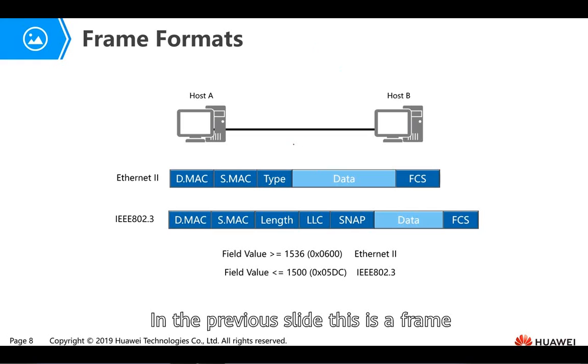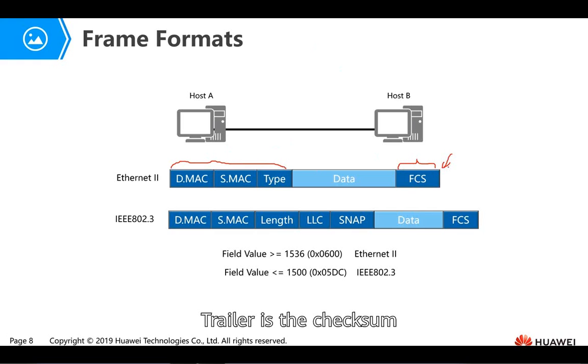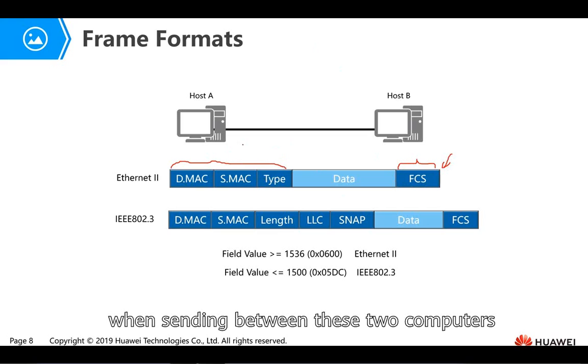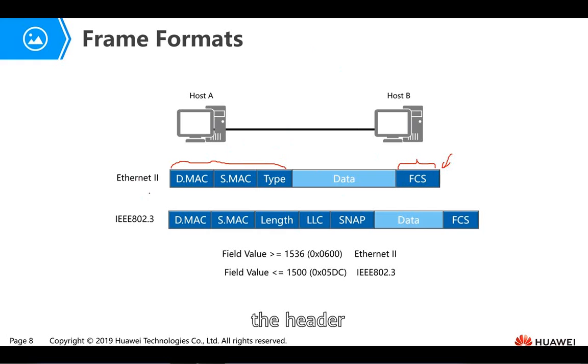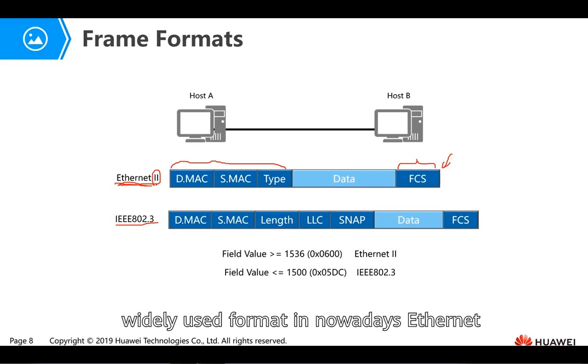In the previous slide, this is a frame, this is a header, and this is the trailer. The trailer is the checksum, the frame checksum, to verify if this frame is correct when sent between these two computers. And for the header, there are two formats. One format is Ether2. Ether2 is also the most widely used format in today's Ethernet.